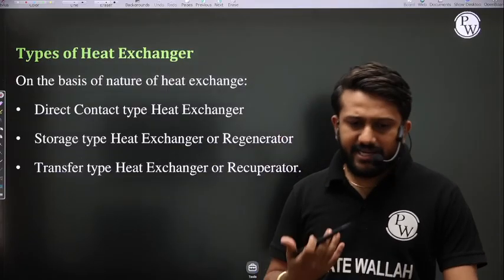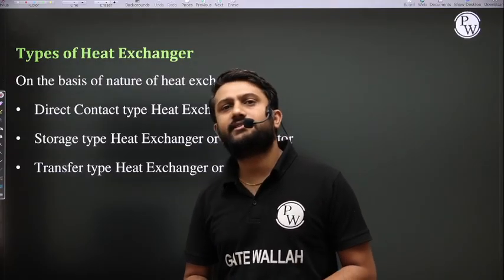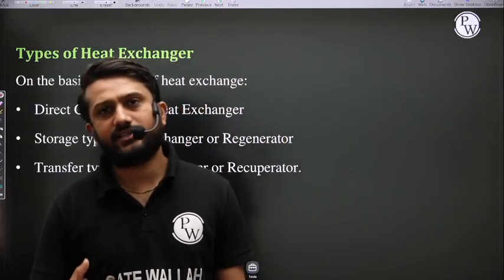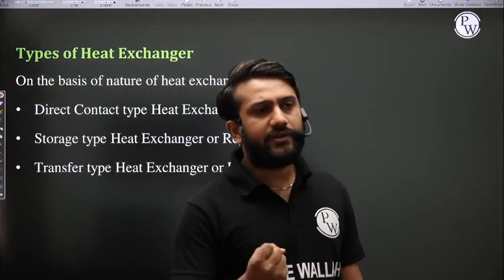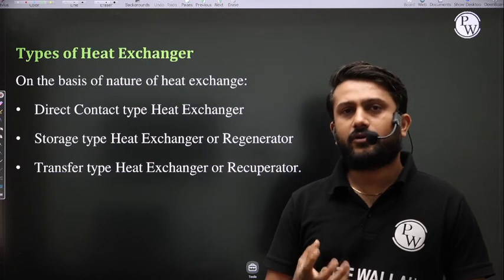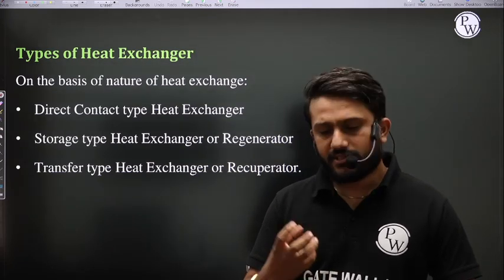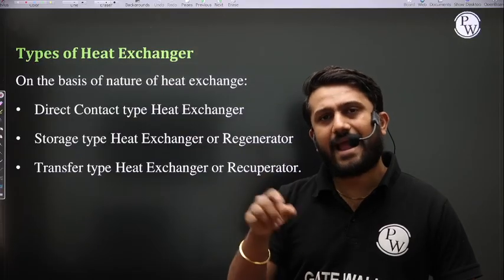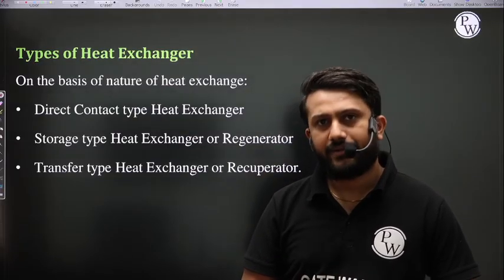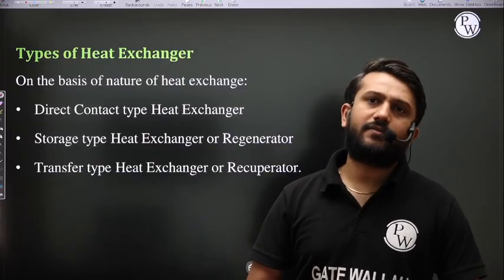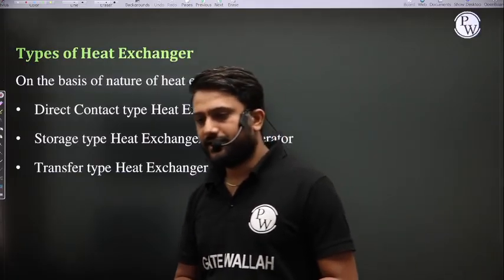Even in a steam power plant, the open feed water heater is used. That open feed water heater is also an example of the direct contact type of heat exchanger, because in an open feed water heater, the steam and the water come into direct contact. So that is also an example of the direct contact type of heat exchanger.